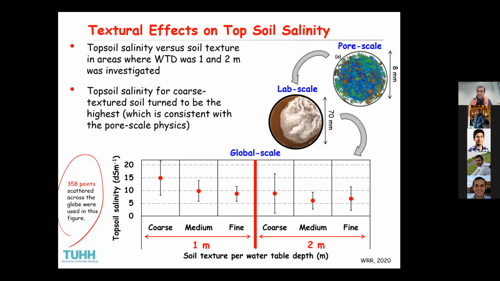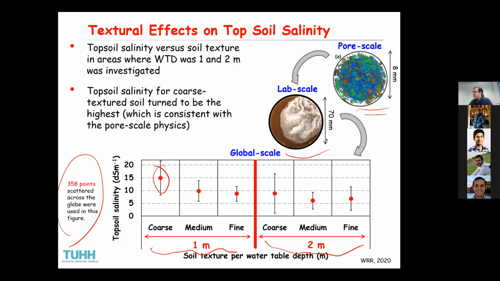In that database, the soil is classified as fine textured, coarse textured, medium textured, etc. So I plot the topsoil salinity versus the texture of the soil for 1 meter depths and 2 meter depths. You see here for 1 meter depths, where you have the highest chance of hydraulic continuity between the water table and the surface, we have higher concentration in the case of coarse textured material. That is in line with what we see at the very small scale: in coarse textured material you have fewer wet patches at the surface, so the concentration was higher in our experiments compared to the fine textured material. So we see the same phenomena at the lab scale and on the global scale.